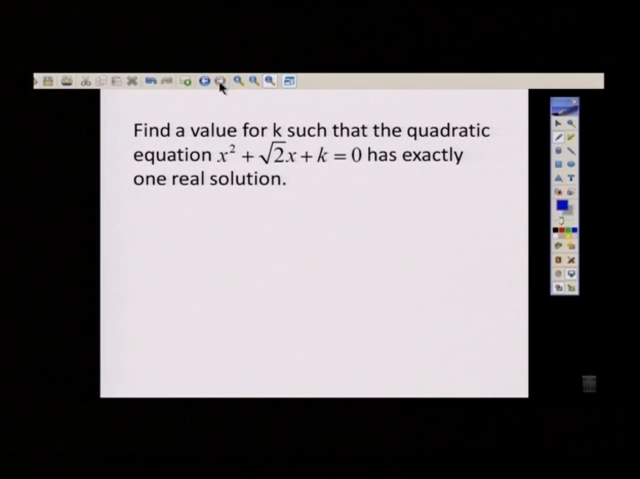On this last problem, I want you to try a little bit different way of doing this. It says find a value for k such that this quadratic equation has exactly one real solution. So how could we try to find what value for k would make this quadratic equation have only one real solution? So try that.